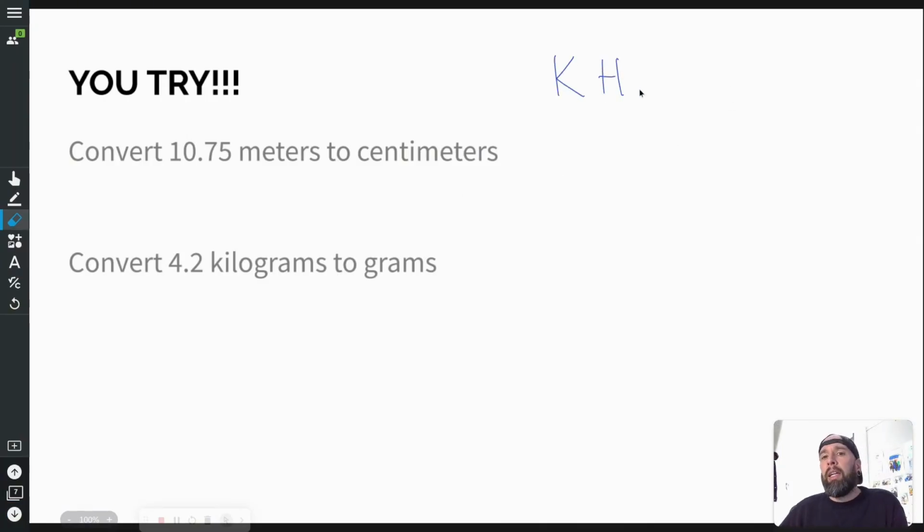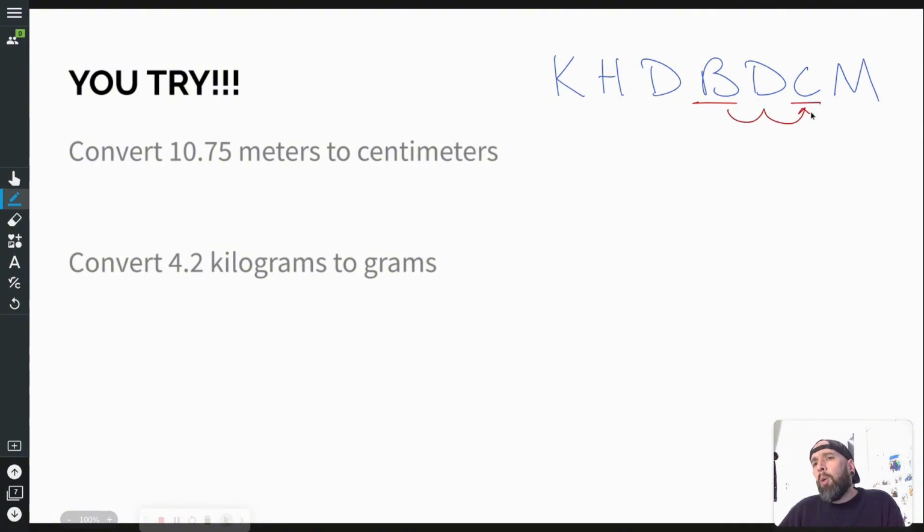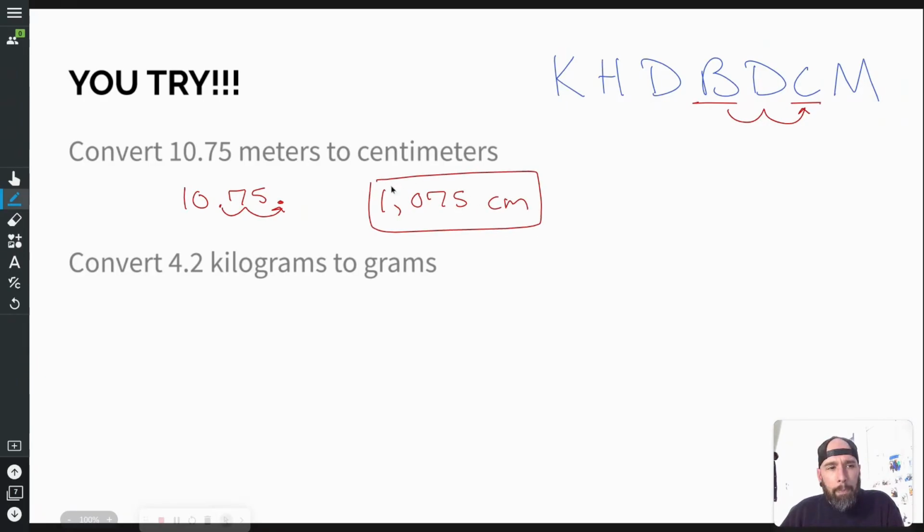King Henry died by drinking chocolate milk. Convert 10 and 75 meters to centimeters. So we're going from base to centimeters. We're getting smaller. So we're going to write out 10.75. We're going to take our decimal, go to the right 2 times, put a new decimal there. So that is 1,075 centimeters, and you can write out centimeters like that.